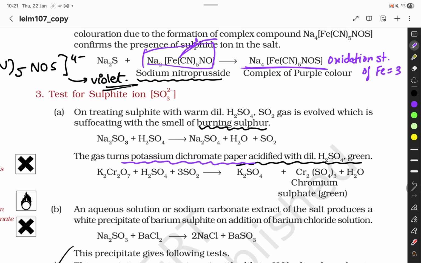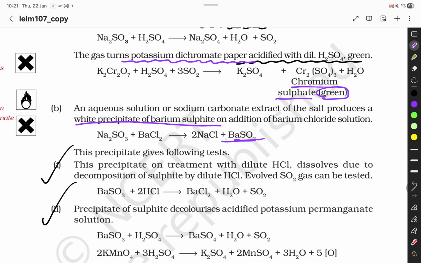Potassium dichromate paper, this we know. Sulfite ion, SO3 2-, turns it into green color, which is chromium sulfate. I told you, there are three chromium salts which are green in color, which is given in the MathonGo PDF. Barium sulfite is the test where we add BaCl2 to the sodium carbonate extract of the salt.